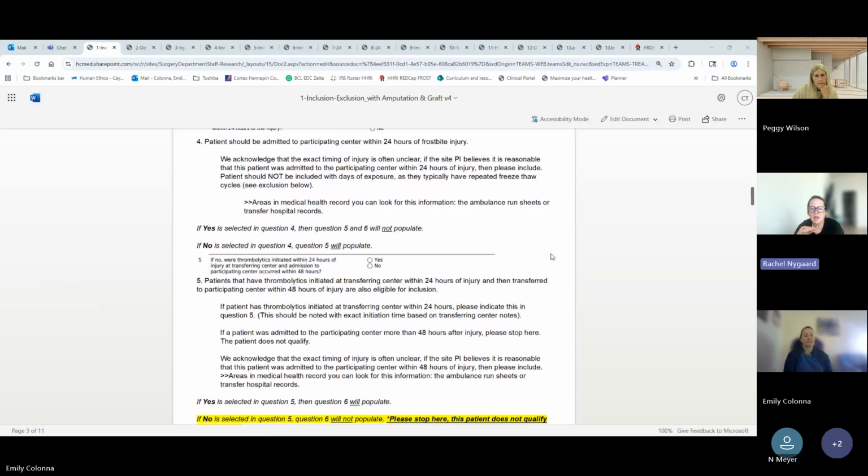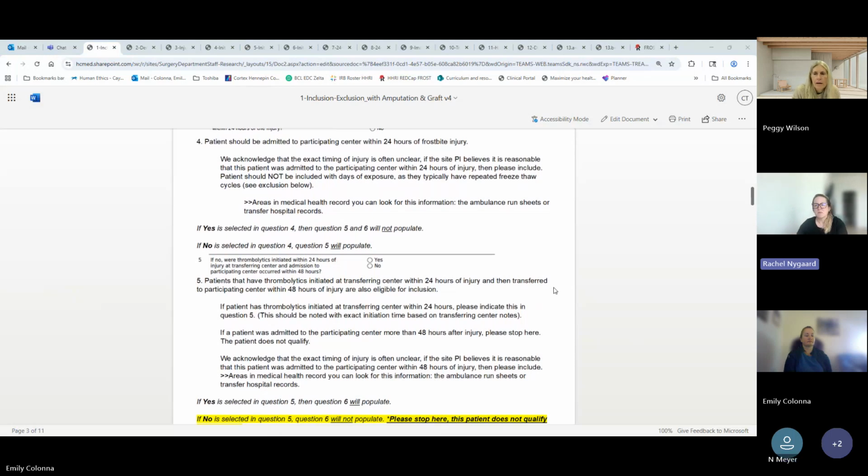Okay. So if you have a transfer patient that was treated with thrombolytics in an outside center, then you have 48 hours from the time of injury. So that's the 48 hours. If they come directly to you, we just want them admitted within the 24-hour window. That way they're eligible for thrombolytics mostly, if they qualify.